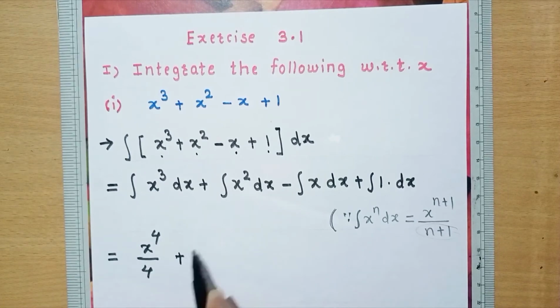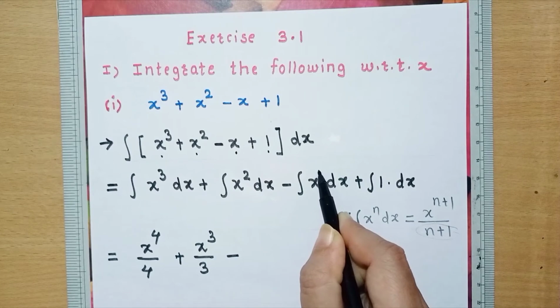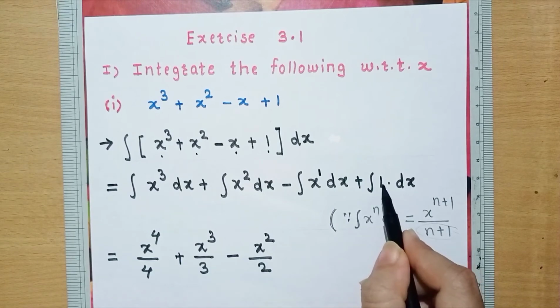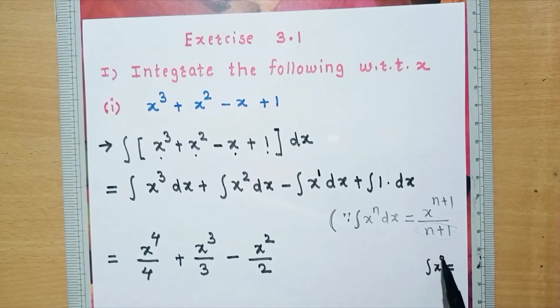Now here the index is 2. So add 1, so x cube upon 3. Now write down this minus sign. Here nothing means there is 1, so add 1, so x raised to 2 divided by the same number 2. And here this 1 means x raised to 0. If I add 1, x raised to 0 plus 1, which is 1 upon 1, is simply x, and write down the constant c in common. This is our answer of the given example.